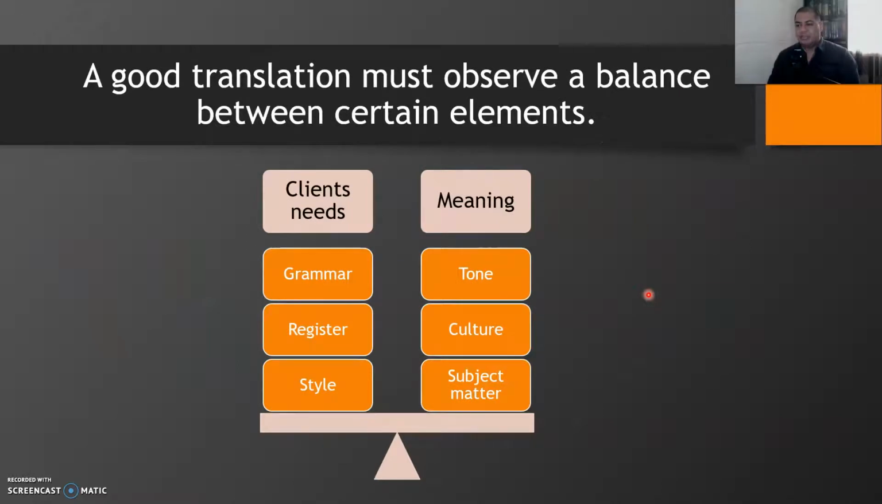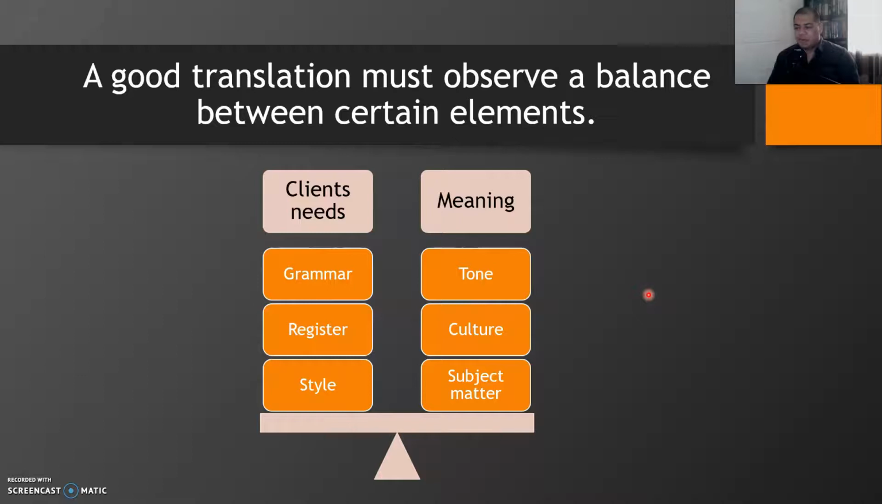Now, a good translation first must observe a balance between certain elements. You need to consider many different aspects when you are doing a translation. You need to consider the client's needs. You need to consider that sometimes the client doesn't know what he or she or they want. Yes, you need to have a working knowledge of grammar. You need to understand the register being used. The register refers to the kind of language a person uses to express herself or himself. If the person is using a formal style, a semi-formal style, or an informal style in their writings. And you need to consider if you want to actually transmit that, if the client wants you to transmit the same style as the original text.